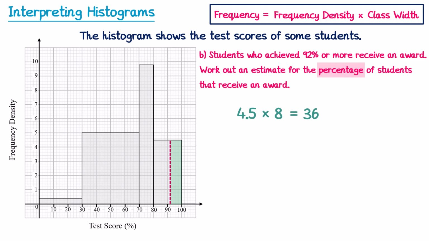In the previous part of the question, we worked out there were 400 students in total. So as a fraction, it would be 36 over 400. This will simplify quite nicely. If you divide them both by 4, you end up with 9 over 100. And 9 over 100 is obviously 9%. So the answer to this question will be 9% of students receive an award.